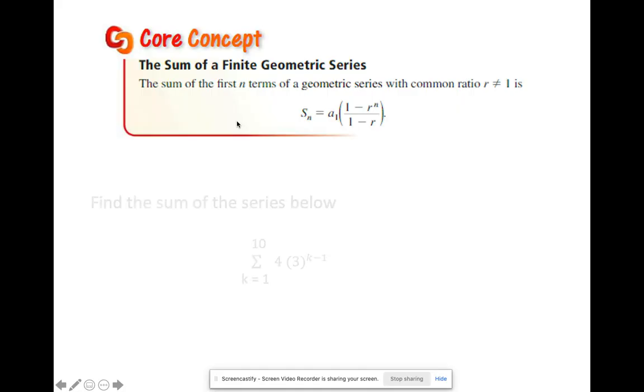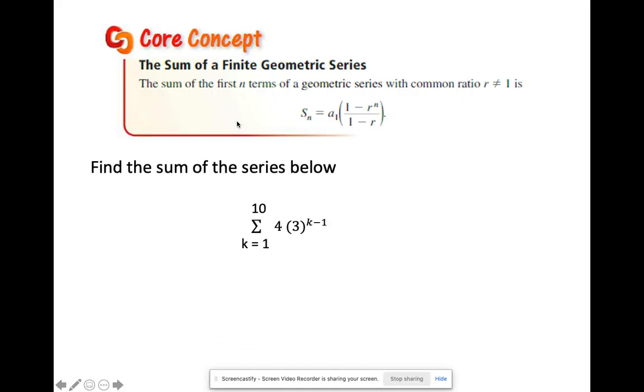Okay? So say, how do you find the sum of the series below? What's a sub 1 here? Try to look. It's the summation of 4 times 3 raised to the k minus 1, from 1 to 10. So first 10 terms, right? So here, what is a sub 1? a sub 1 is 4 and r is what? 3.